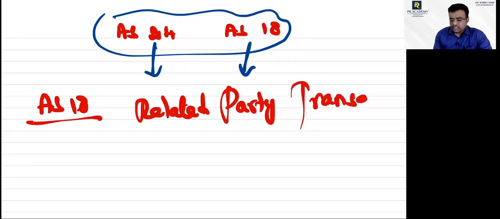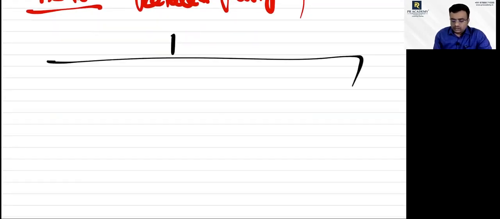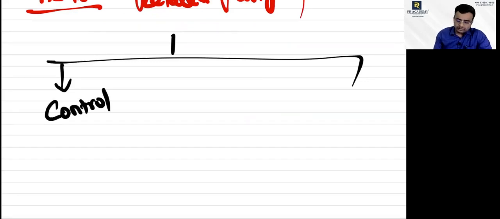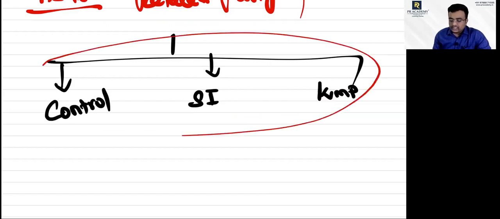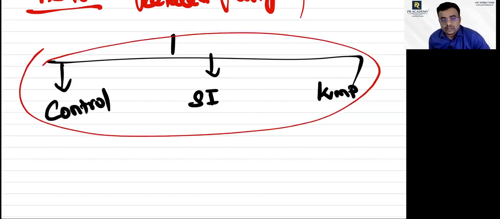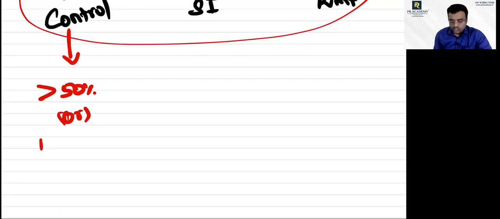Sir, when do we say related party? When it has to be disclosed: when one person is able to control another person, or when one person has significant influence over another entity. KMP. KMP stands for key managerial person. If any one of these things is present, then we call it a related party transaction. Control comes when one person is holding more than 50% of shares or control over the board of directors.